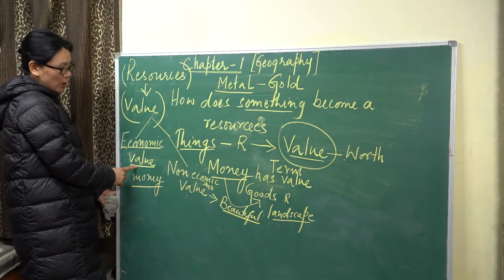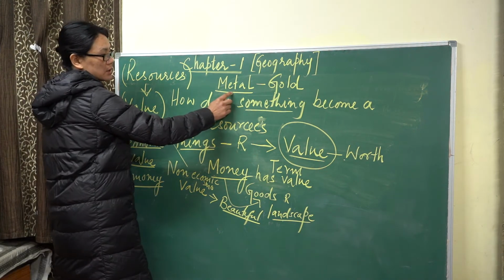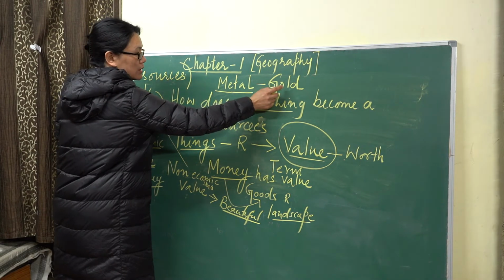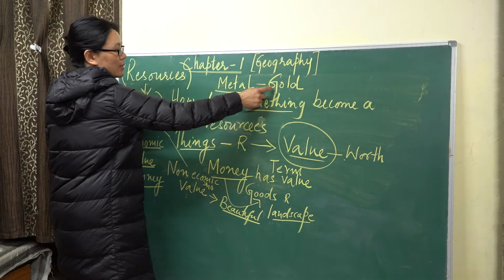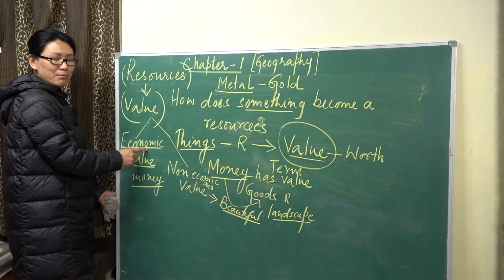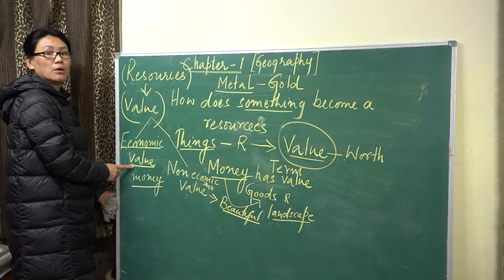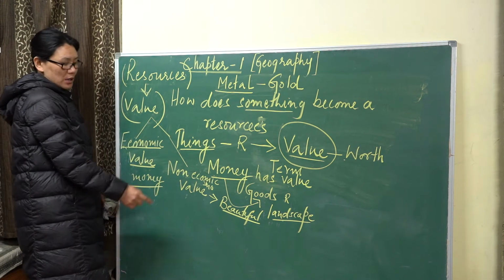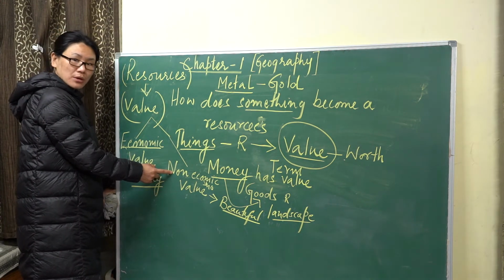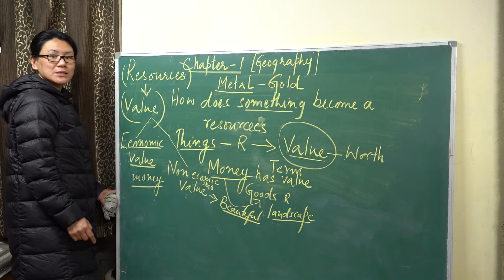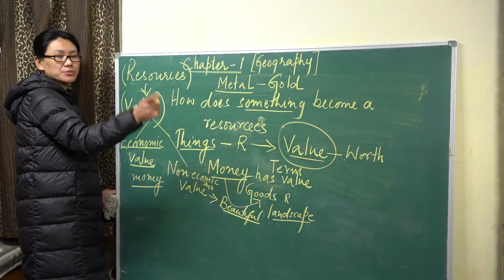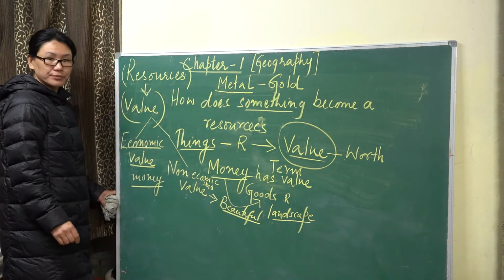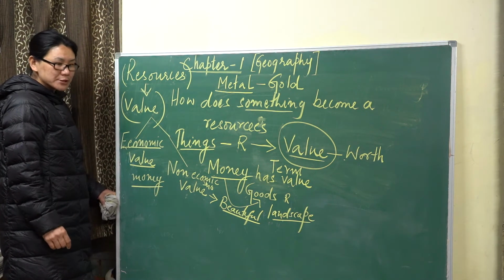So an example of economic value is this resource, gold, that I have taken here. The value of this one we can express in terms of money. Then it is called economic value. Non-economic value is what? Though the resource has value, we are not expressing the value of it in terms of money. So it is called non-economic value. Alright, okay.